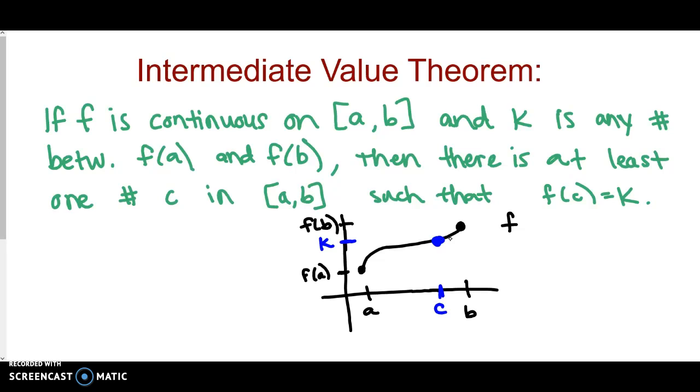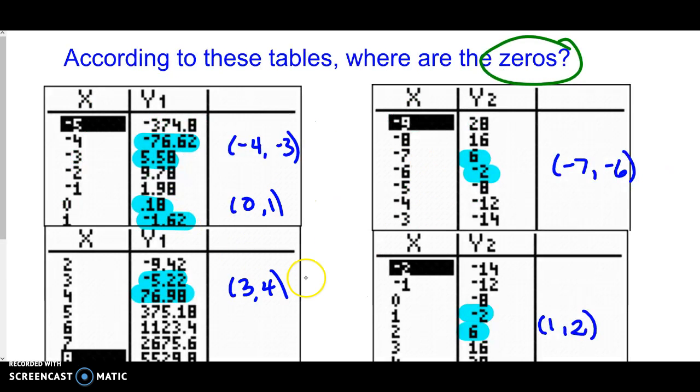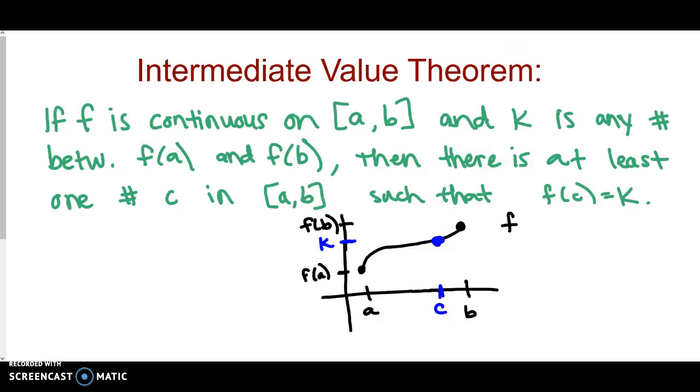Okay, so that's what the intermediate value theorem says, which is very similar to what I was explaining on this page about how if we cross from above the x-axis to below, there must be some value where we cross at 0. So, same idea.